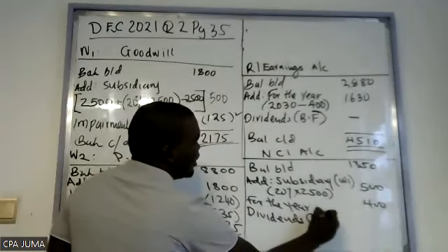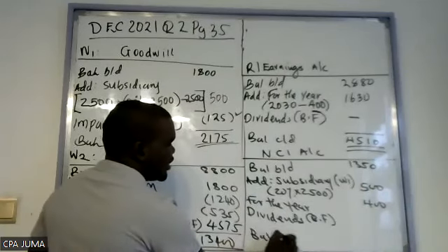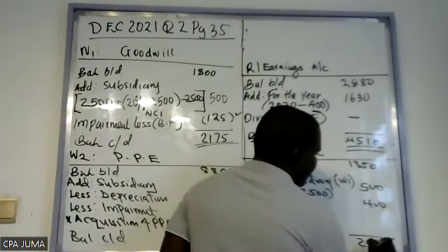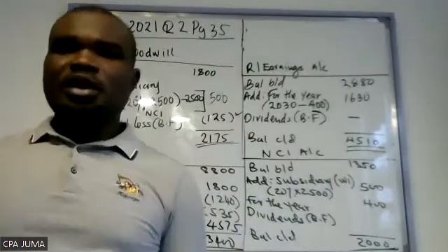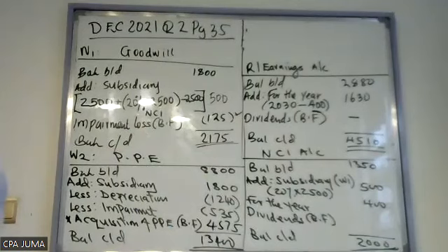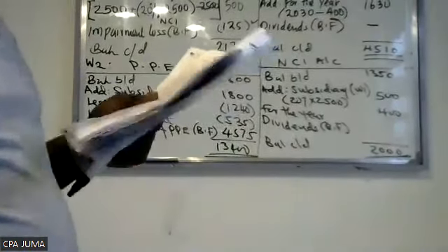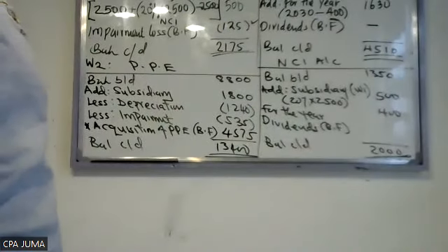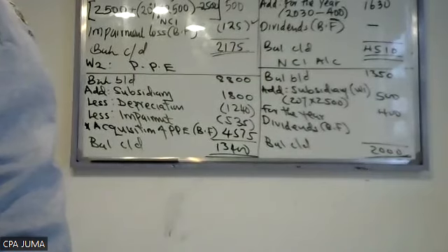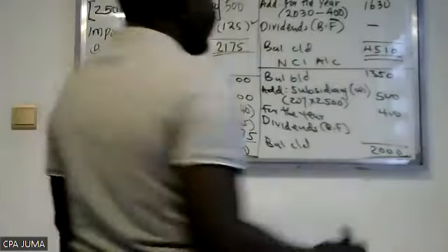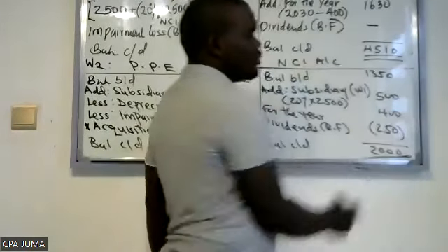Dividends, balancing figure. So you are going to compare with the balance carried down, which is 2000. So that decrease should be dividends. Can you check and tell me how much they were paid in form of dividends? I'm seeing 250. Kindly confirm. So minority were paid 250.